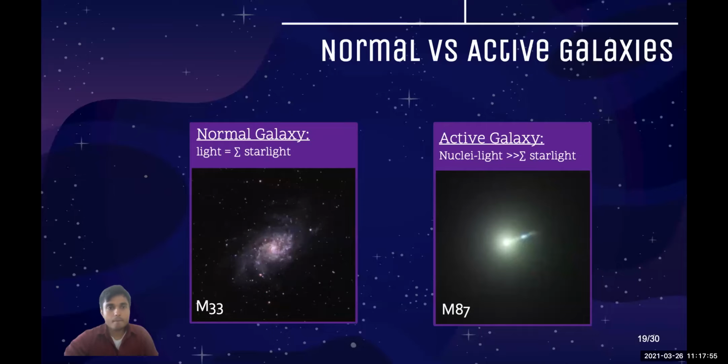Okay, so first of all, a normal typical galaxy is one where most of the light comes from the stars in the galaxy. And an active galaxy is one in which most of the light comes from a point-like nuclear source at the center of the galaxy. Now, this bright compact region at the center of the galaxy is called active galactic nuclei, or AGN.